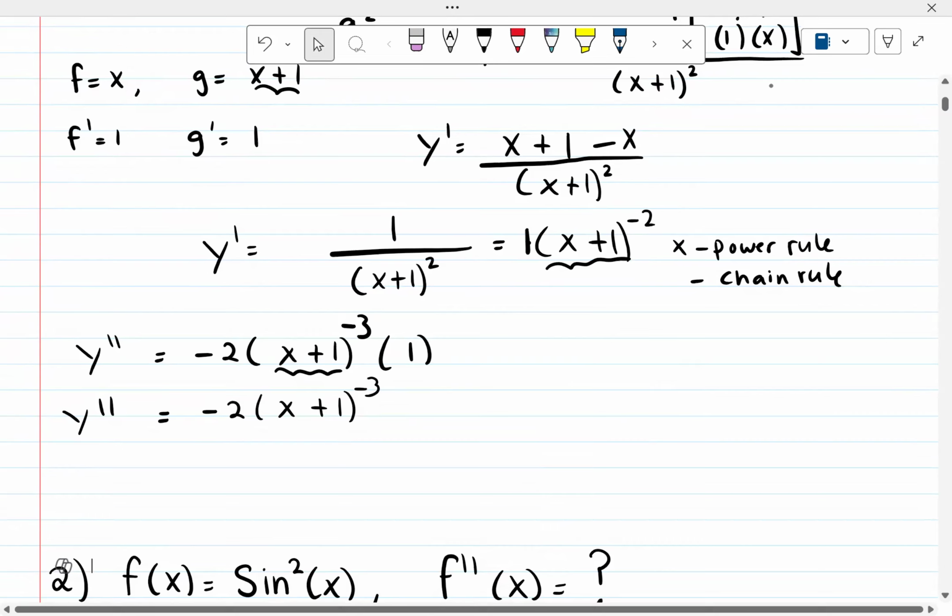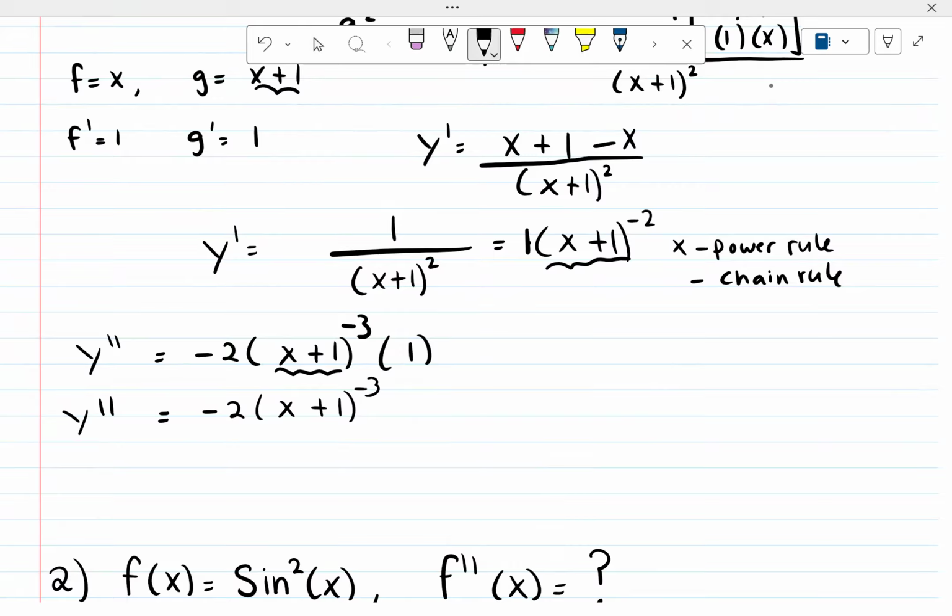Hmm. That's not our answer because it specifically said find y double prime of 0. So let me clean this up a bit. Let's rewrite this with only a positive power. So this is negative 2 times 1 over x plus 1 to the third power, which is the same thing as negative 2 over x plus 1 to the third.